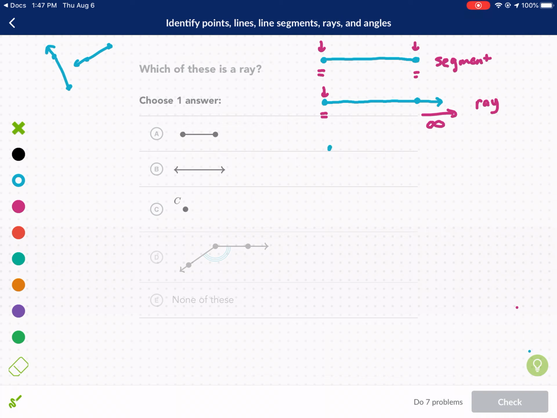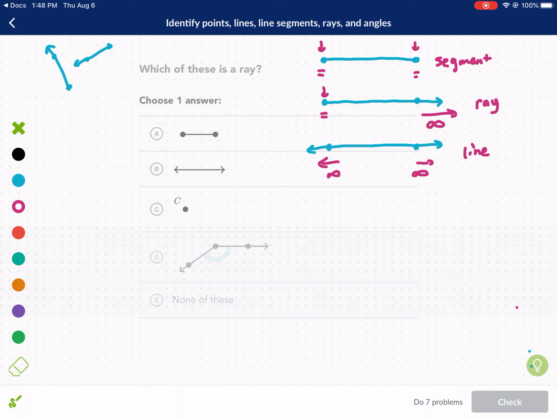Now, a line: 2 points, and it's going to go through both directions infinitely. So it goes through the points infinitely, and that is a line. It has no definitive start, no definitive end. It goes on forever in both directions, and that is a line.